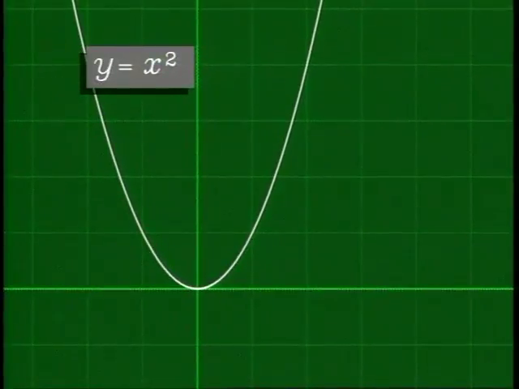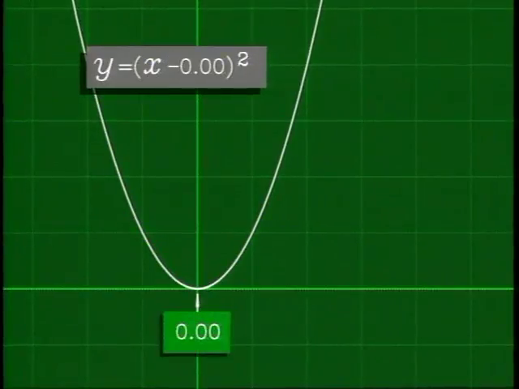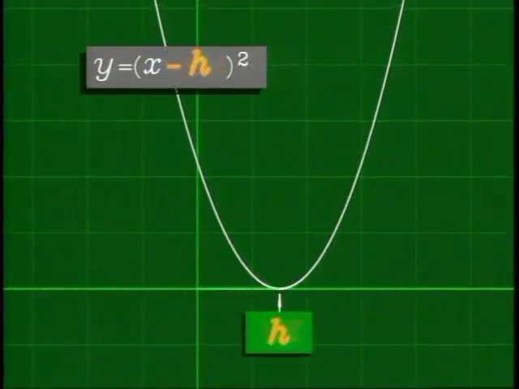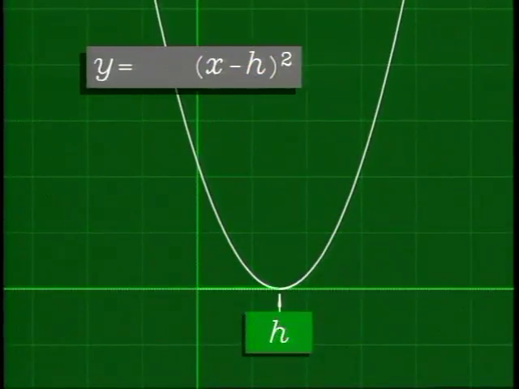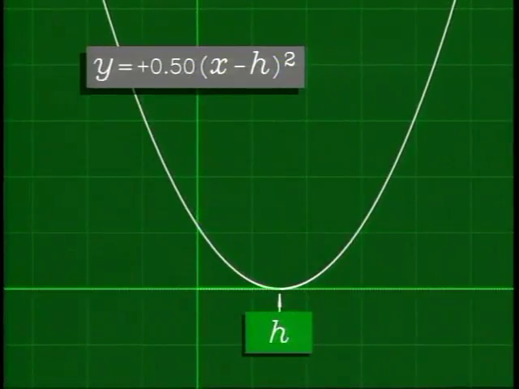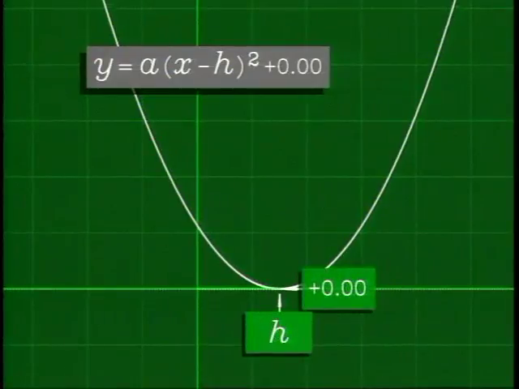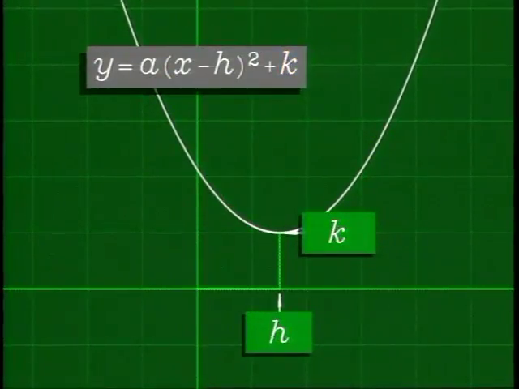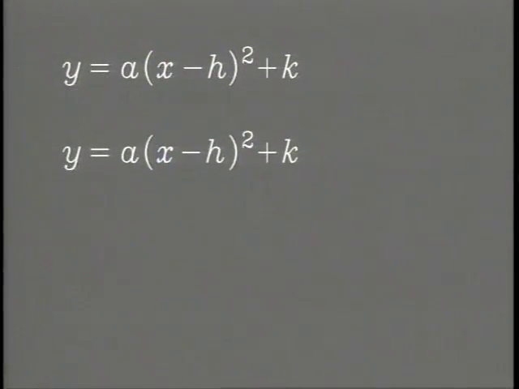Now let's start with the equation y equals x squared and perform all three transformations. Horizontal translation by an amount we'll call h. Vertical scaling by a factor we'll call a. And vertical translation by an amount we'll call k. No matter where we move the graph, y is a quadratic polynomial in x.